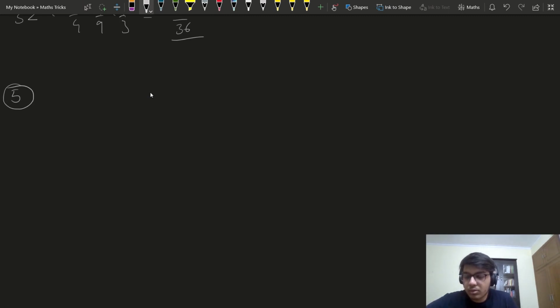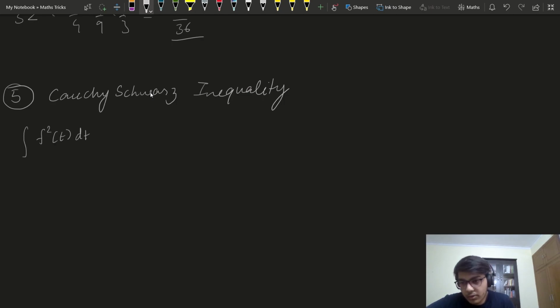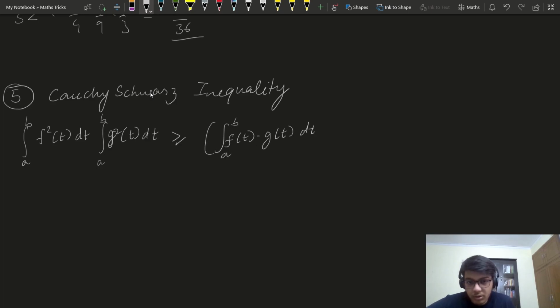Next, fifth, Cauchy-Schwarz for integrals. So what this says is integral a to b of f squared t dt into integral a to b of g squared t dt is greater than or equal to the integral a to b of f of t into g of t dt, whole square, where b is greater than a.